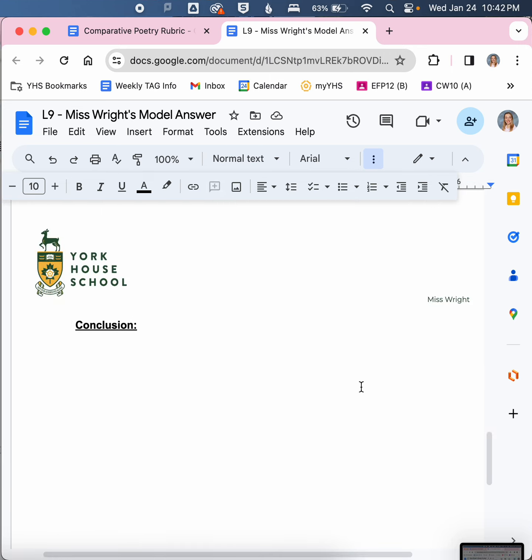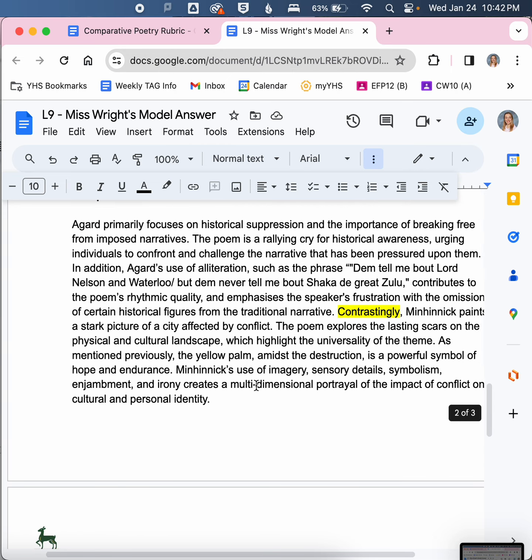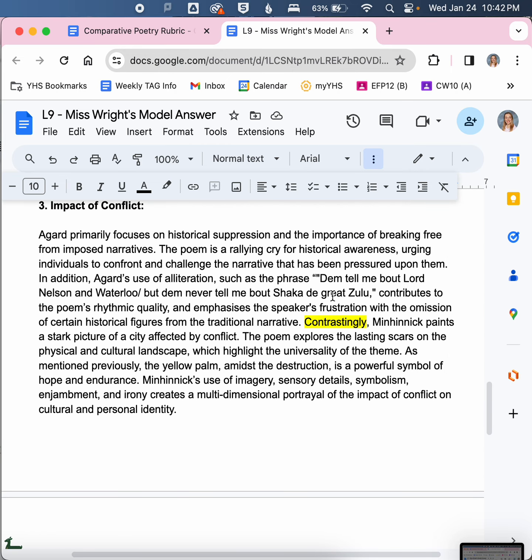For the final episode of Miss Wright's Model Answer. So, in the interim, I have just changed this part here. I found the phrase. It was "Dem tell me about Lord Nelson and Waterloo, but dem never tell me about Shaka the Great Zulu." So this contributes to the poem's rhythmic quality, but it also emphasises the speaker's frustration with the omission of certain historical figures from the traditional narrative.